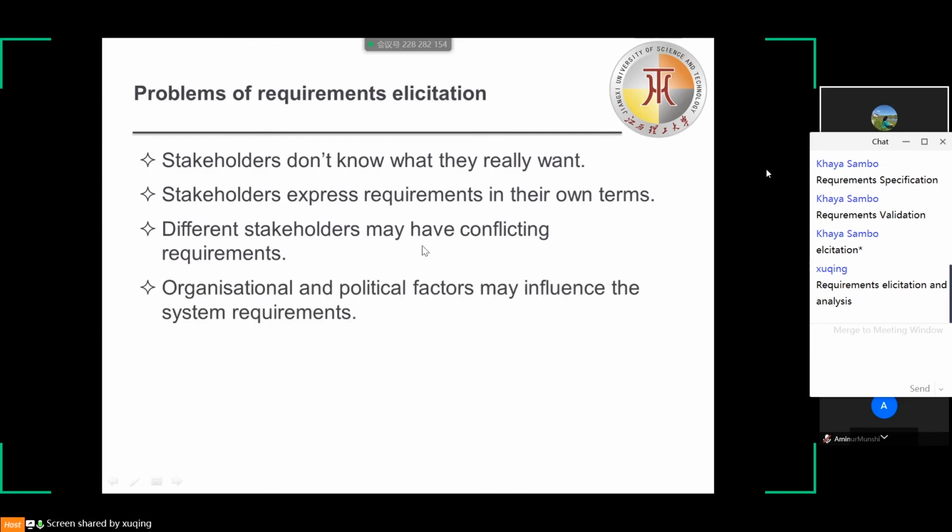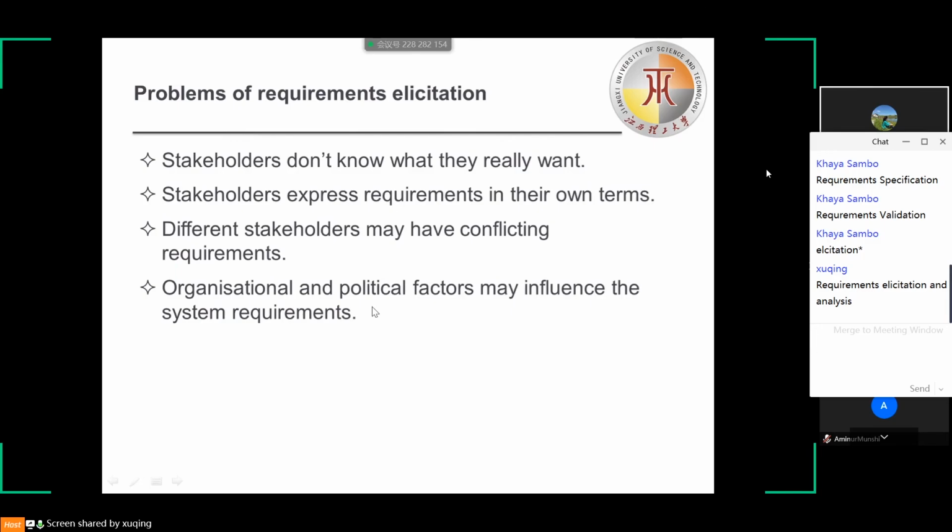The fourth reason is that organizational and political factors may influence the system requirements. Here, political factors may influence the requirements of a system, and managers may demand specific system requirements because these will allow them to increase their influence in the organization.